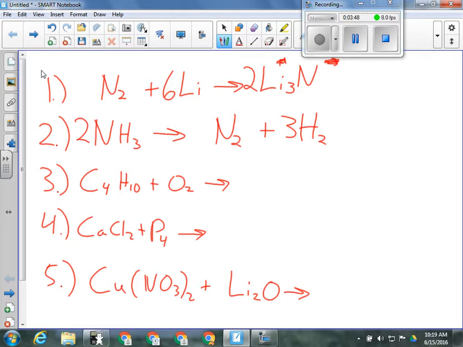What kind of reaction is going on in number 3? Combustion reaction. Anytime we see carbon and hydrogen and oxygen together, that's what we've got. So what are always the products of a combustion reaction? Water and carbon dioxide.